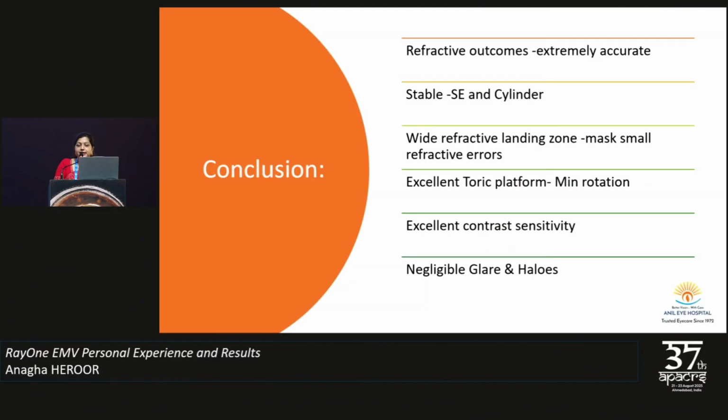So to conclude, we can get excellent refractive outcomes which are accurate as well as stable. You have a wide refractive landing zone which can mask even small refractive errors. It's an excellent toric platform with minimum rotation, excellent contrast sensitivity, and negligible glare and halos. So all in all, a great lens for our patients.